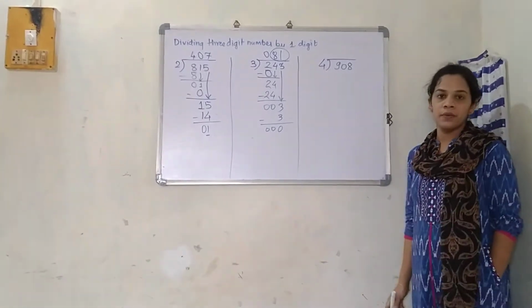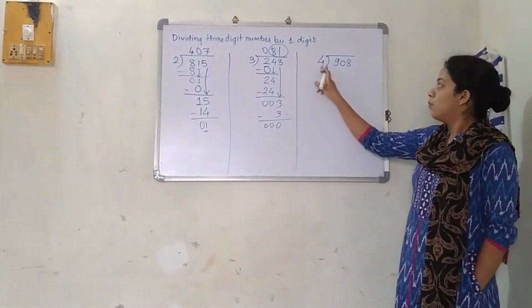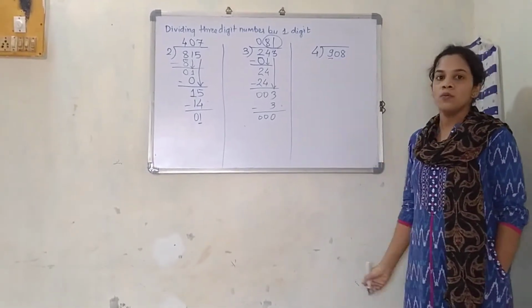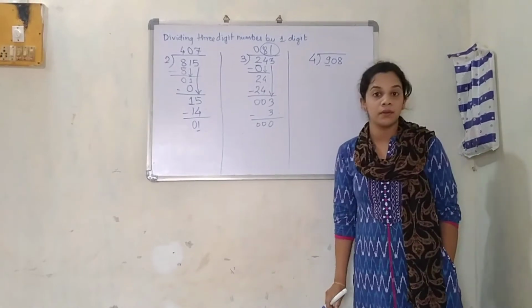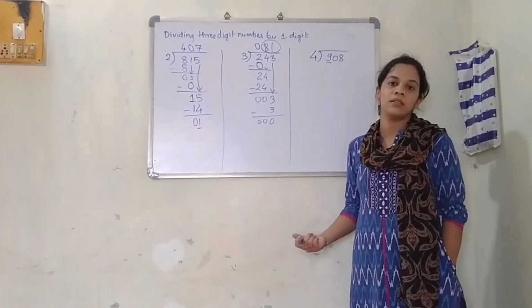So now focus on over here. We are supposed to divide 908 by 4. 4 how much are near to 9? We are going to focus on this first number. 4 ones are 4, 4 twos are 8, and 4 threes are 12. I cannot take 12 because from 9 I cannot cancel out 12.